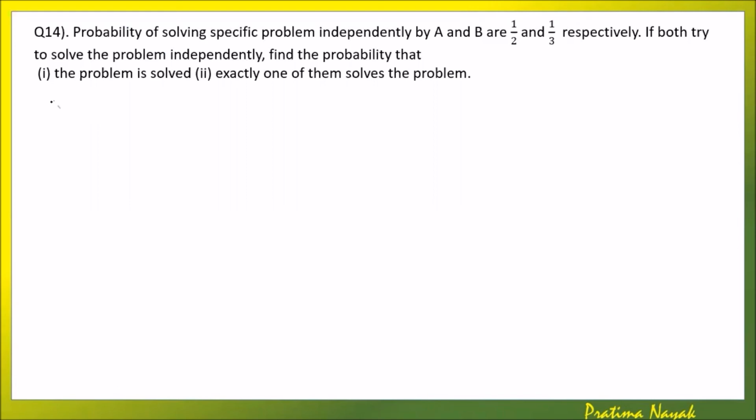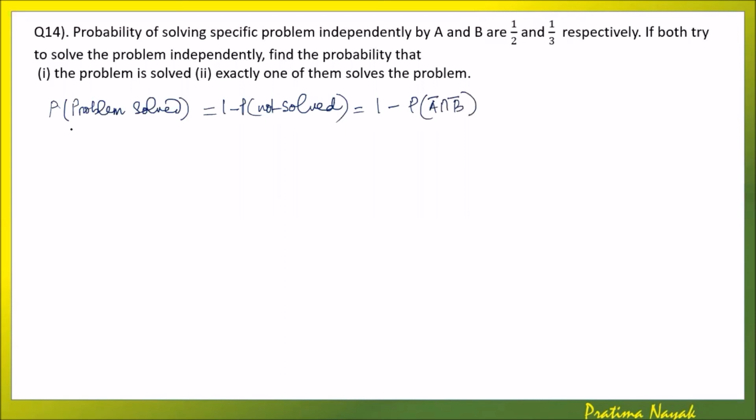So when the problem is solved, this is the most important concept here. This is the complement of the problem is not solved. And when it is not solved, that means it is not solved by both. So it is not solved by A, not solved by B. So this will be P(not A). P(not A) will be 1 minus P(A). P(A) is given to be half. So it will be 1 minus half, half.